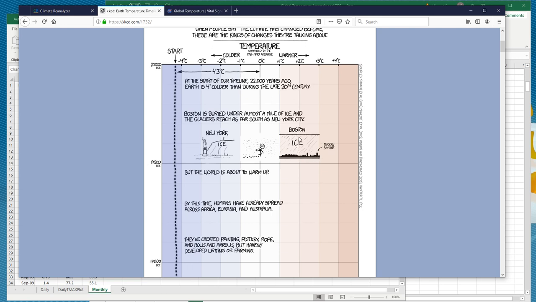But here's Boston's skyline. Here's the thickness of the ice sheet. Same thing with New York. Here's the Statue of Liberty. The ice sheet was about as thick.